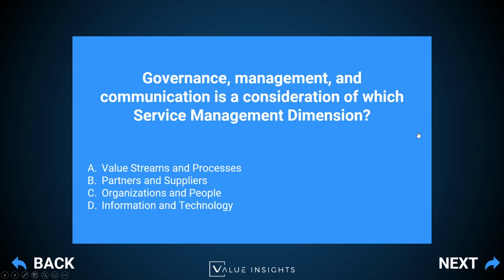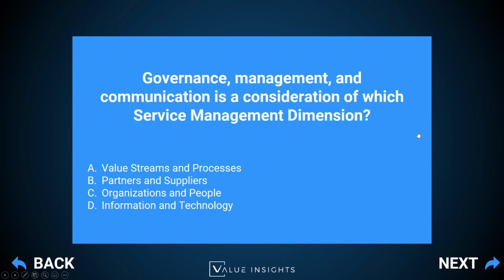A says value streams and processes. While they also might need some level of governance and management, it's mostly about understanding the flow of work and how we should achieve our goals, right? That's the purpose of value streams and processes. Partners and suppliers is all about understanding which partners we need, what our supplier strategy should look like, which partners to select, and based on which information to select them, to make the decision on getting the right suppliers which fits the profile of our organization.